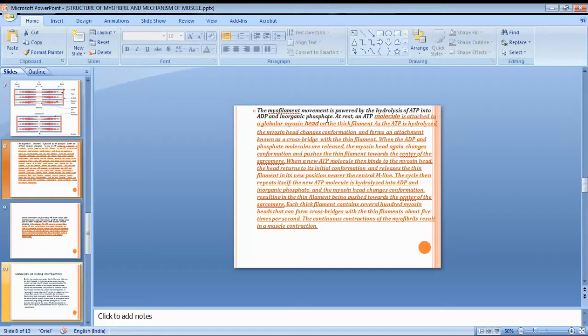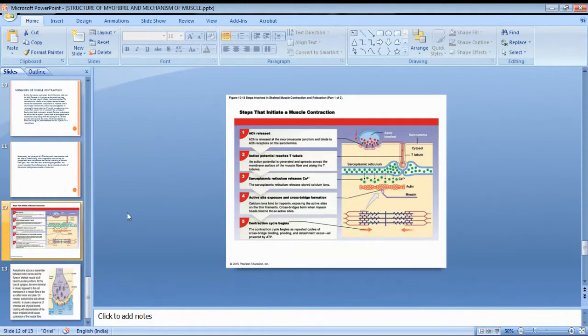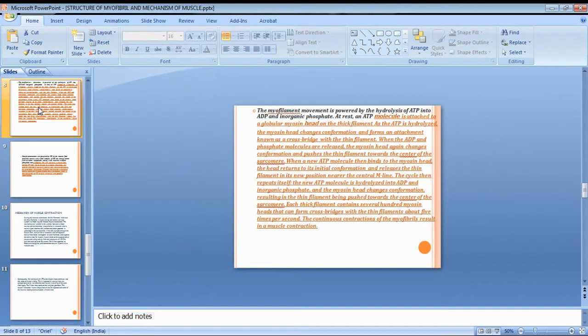ATP is hydrolyzed into ADP and inorganic phosphate. Okay, next coming to the point.